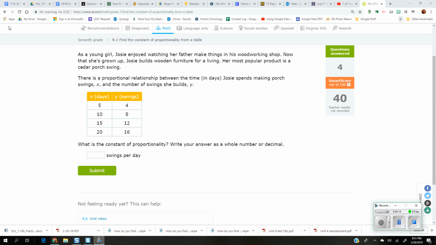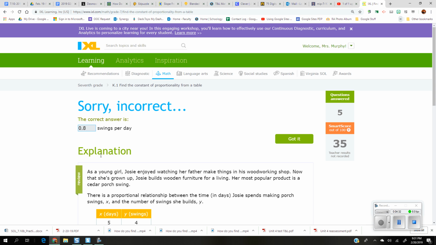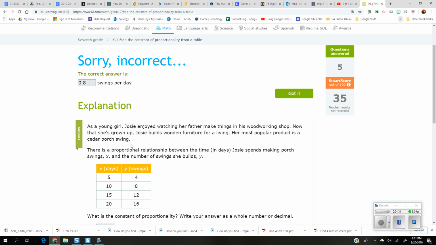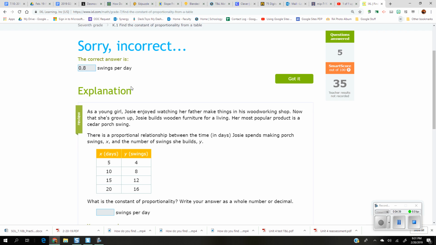So what I just did is notice on all the other ones, X was smaller, but here it's bigger. So what I did is I did 5 divided by 4, and I got 1.25. And I did 10 divided by 8, and I got 1.25. So I guess it's 1.25. Must be the answer. Uh-oh. Guess that wasn't right. So the correct answer is 0.8 swings per day.